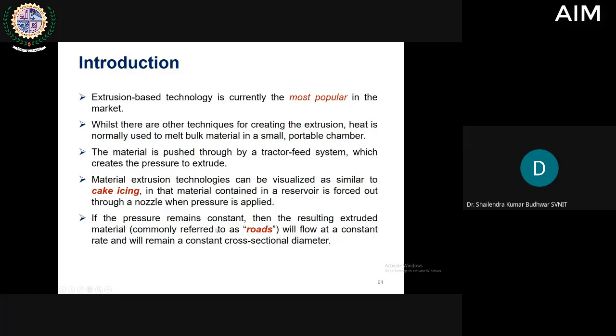If the pressure remains constant, then the resulting extruded material, which is commonly known as rod, will flow at a constant rate and will remain at a constant cross-sectional diameter. That's why we use a very small diameter nozzle through which the material is extruded. The material is extruded at a constant rate as well as with a constant cross section. So you will get a uniform cross section throughout the rod.